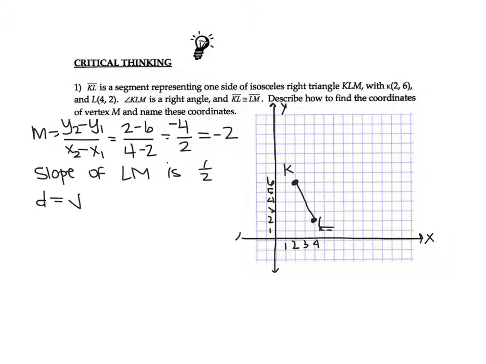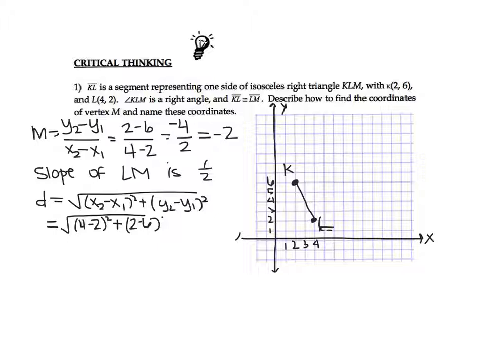So the distance formula, remember, is x2 minus x1 squared plus y2 minus y1 squared, all underneath the square root. Still using L as our second point, that's going to give us the square root of 4 minus 2 squared plus 2 minus 6 squared, which is going to give us the square root of 2 squared plus negative 4 squared, which gives us the square root of 4 plus 16, which gives us a distance of the square root of 20.